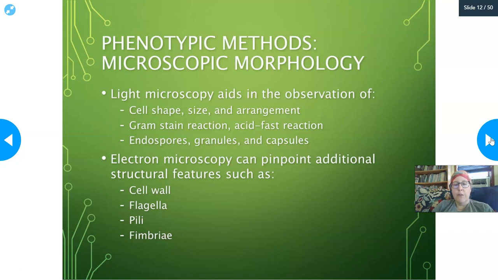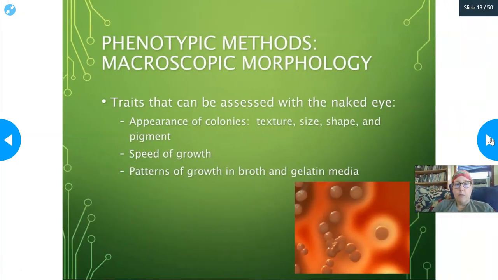And then, of course, you have electron microscopy, which allows you to identify cell wall, flagella, pili, fimbriae, and all of that. Well, I'll tell you, electron microscopy is very expensive and is not something that you're going to find in your average clinical lab. It is more than likely going to be found in your research labs or frontline kind of labs. So now you can also do macroscopic morphology.